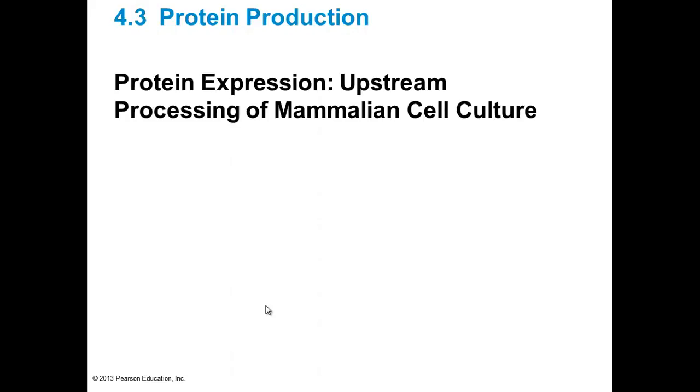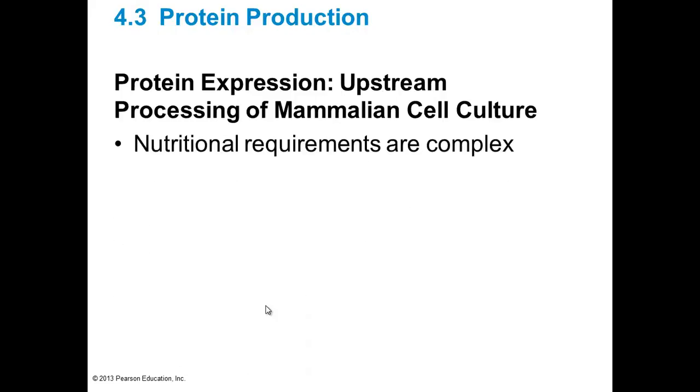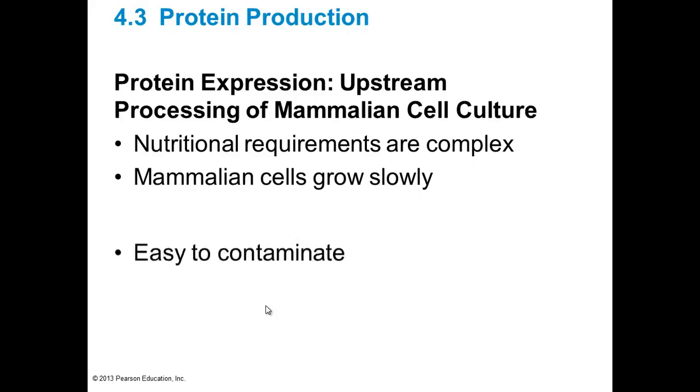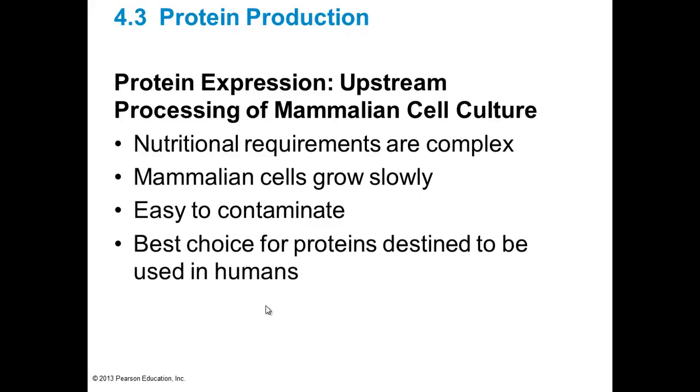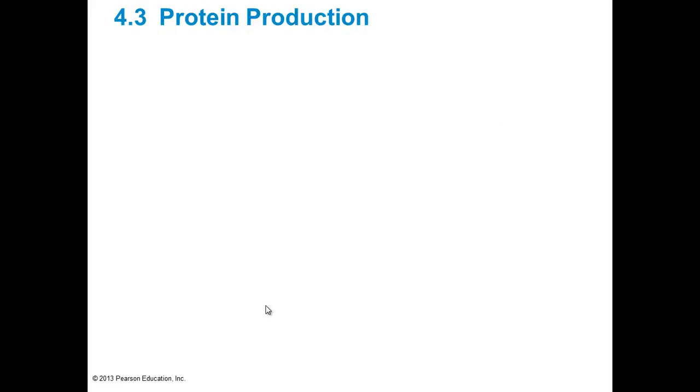The system that is closest to human cells would be some type of mammalian cell culture. The nutritional requirements are complex and the nutrients are very expensive. Mammalian cells grow much slower than bacterial cells or even plant cells. They're very easy to contaminate, so you need to use a sterile field, a sterile flow hood, in some cases, entire sterile rooms in order to culture the mammalian cells. But this is the best choice for proteins destined to be used in humans.